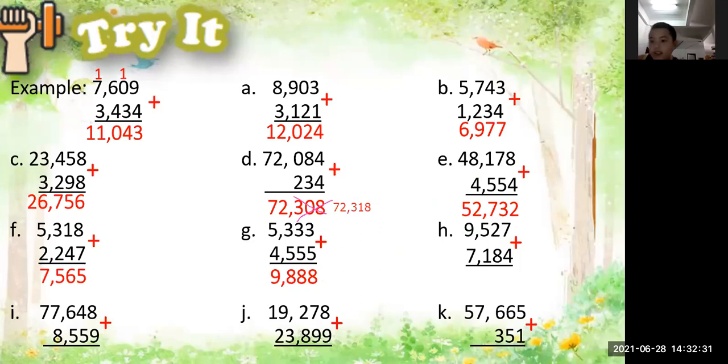Letter G. 9,888. Letter H. 16,711. Very good. Letter I. 207. Very good.